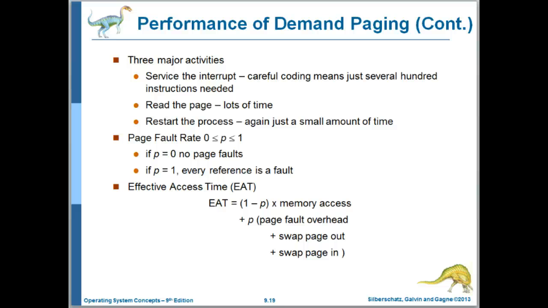Right, and we can encapsulate that into an effective access time equation, which is 1 minus p, the probability of a memory reference not generating a page fault. So the weighted average, which gives us the effective access time, is 1 minus p times the time for memory access plus p, the page fault rate, times the amount of time necessary for servicing a page fault, right? And that's going to include potentially swapping a victim page out and bringing the desired page in.